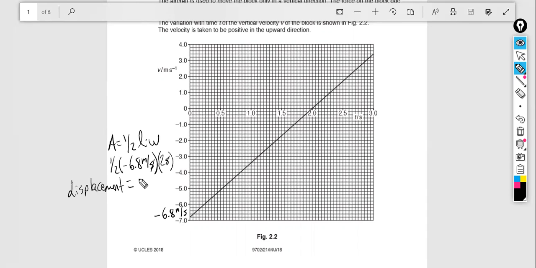Everybody with a calculator knows that 0.5 times negative 6.8 times 2 is negative 6.8 meters. And even people without a calculator knew that, because they were like, well, half of 2 is 1, and 1 times this is just this.